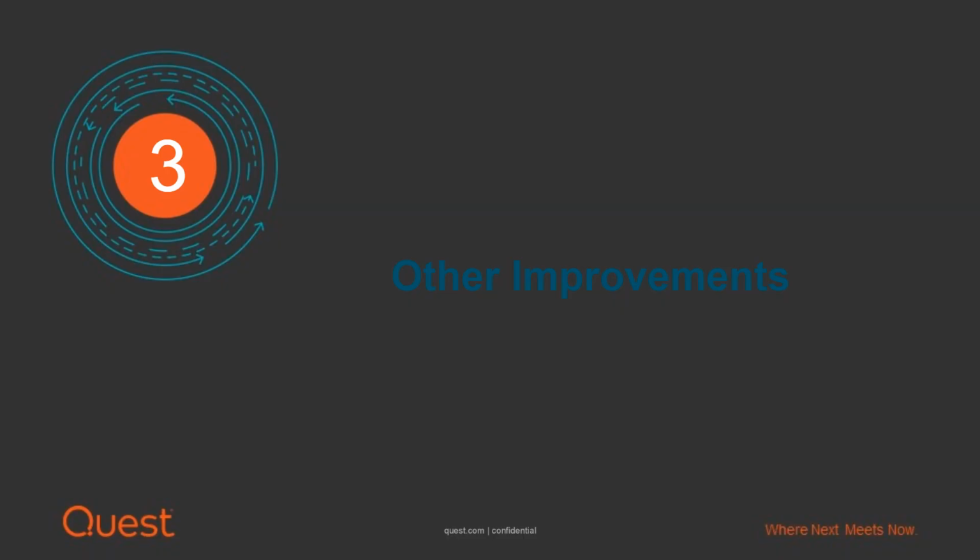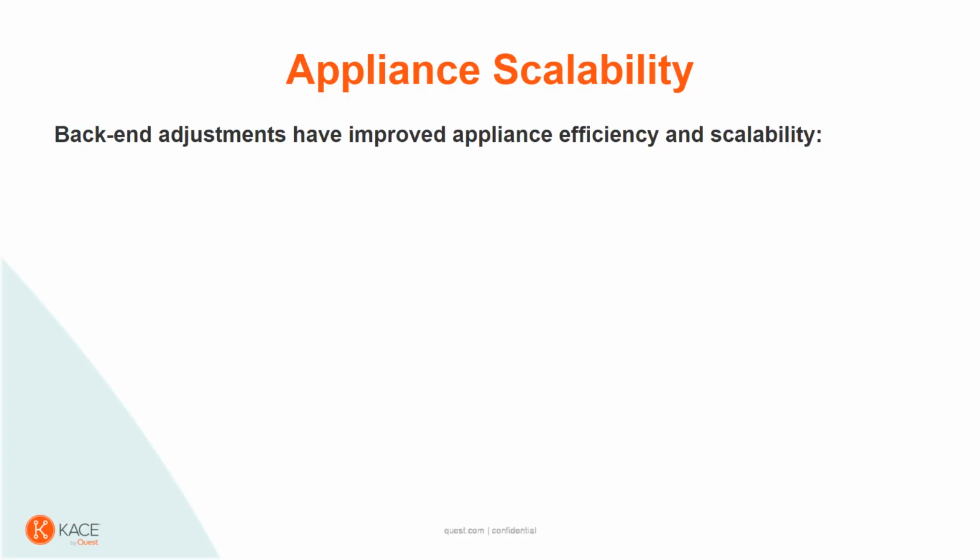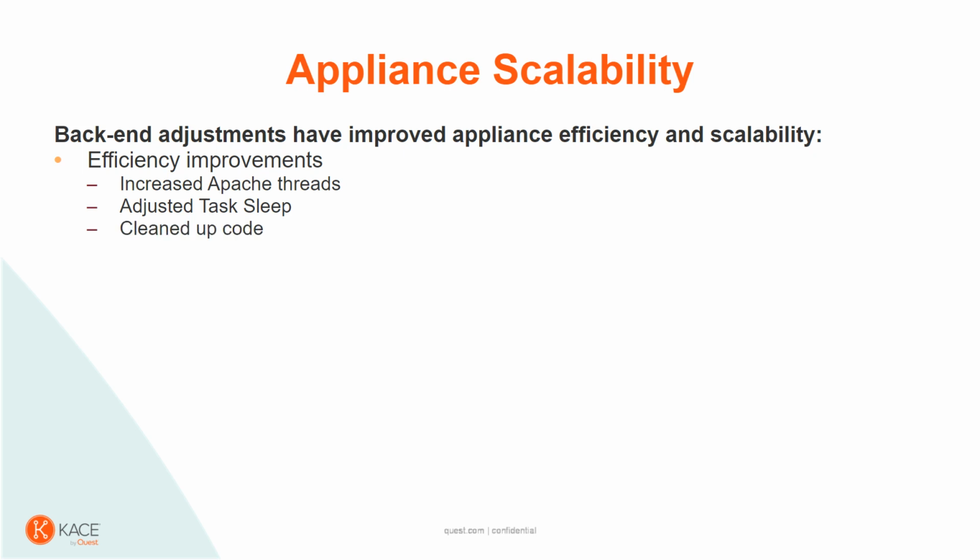Finally, let's look at the rest of the improvements to the KACE SMA in version 12. Many things have been adjusted on the back end to improve appliance scalability, including how appliance load is determined. To improve efficiency, we increased Apache threads allowed per loop, adjusted task sleep to only increase if CPU load exceeds target or max running tasks have been sent per loop, and adjusted task sleep to only decrease if CPU load is below target, all of which resulted in the ability to also clean up and remove extra lines of code, further improving general processing time for many tasks in the back end of the SMA.